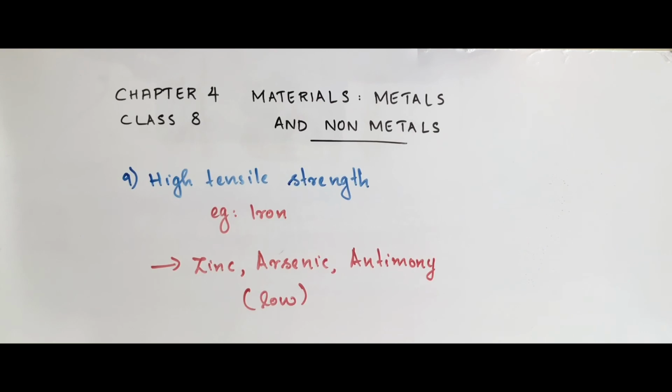So by this we conclude the physical properties of metals. Although we have many other properties, for class 8 we only have to study this much. So these are the 9 physical properties, and in the next part we will see the physical properties of non-metals, and in the coming parts we will see the chemical properties of metals and non-metals, etc., and we will do the exercises also.